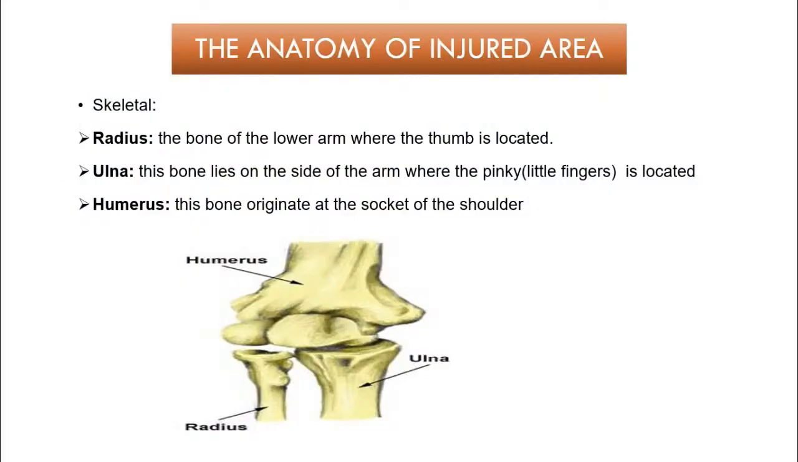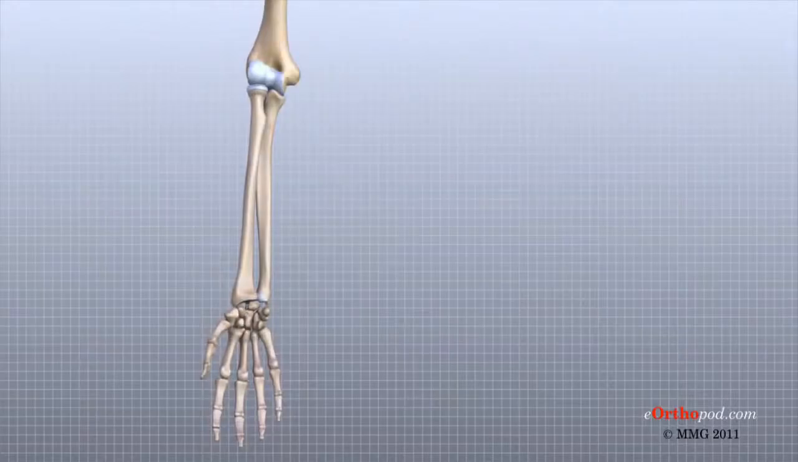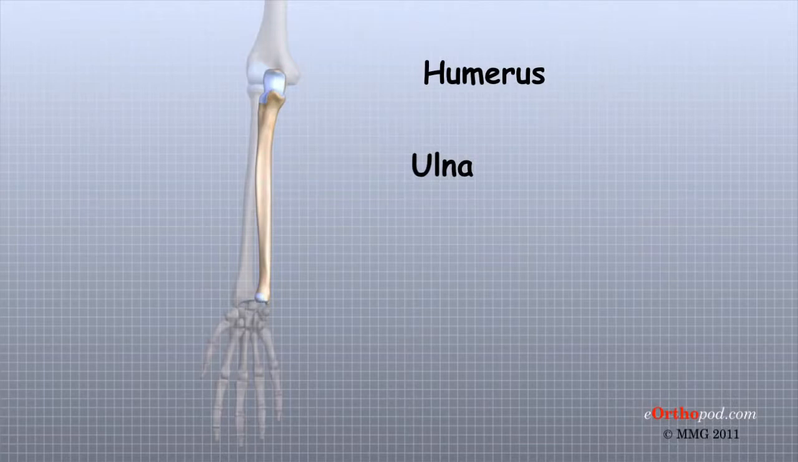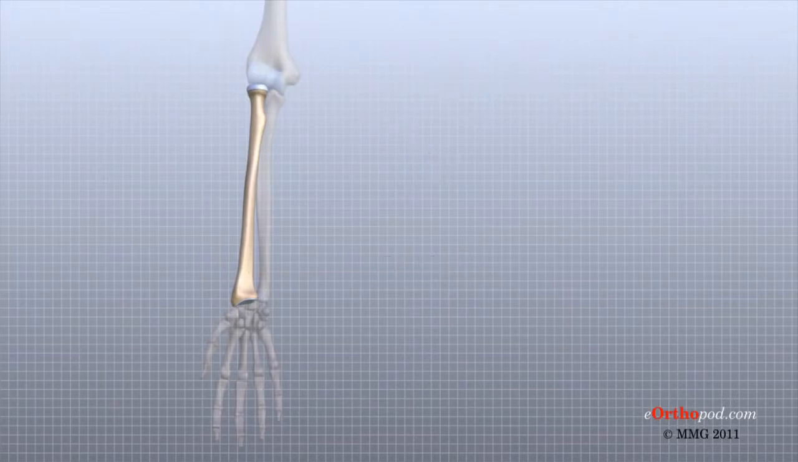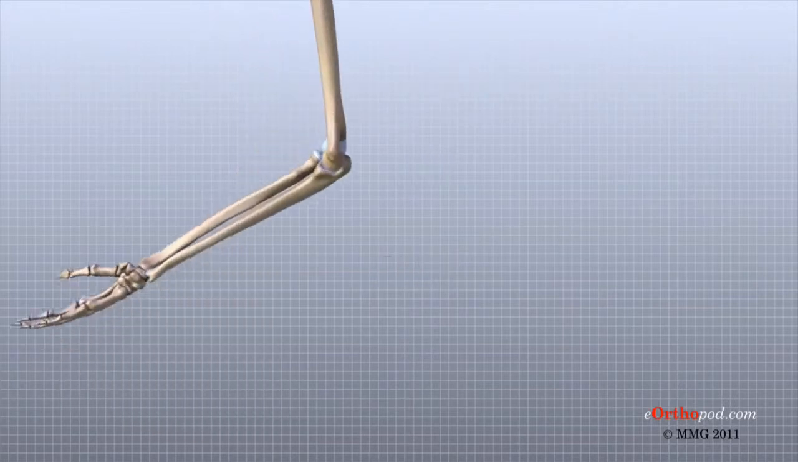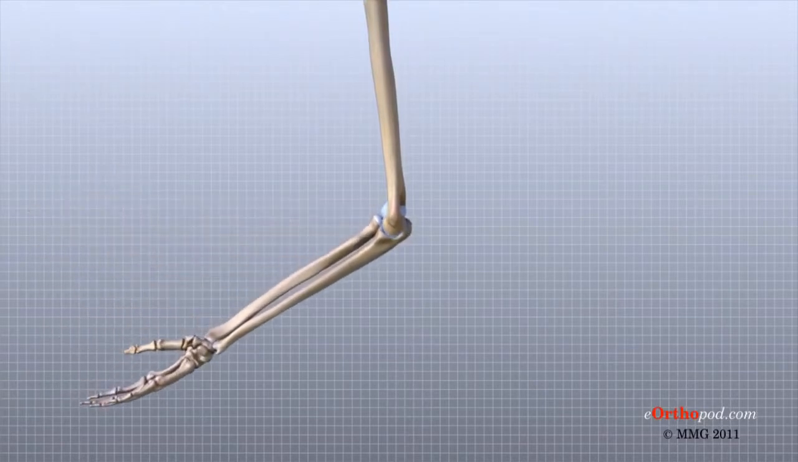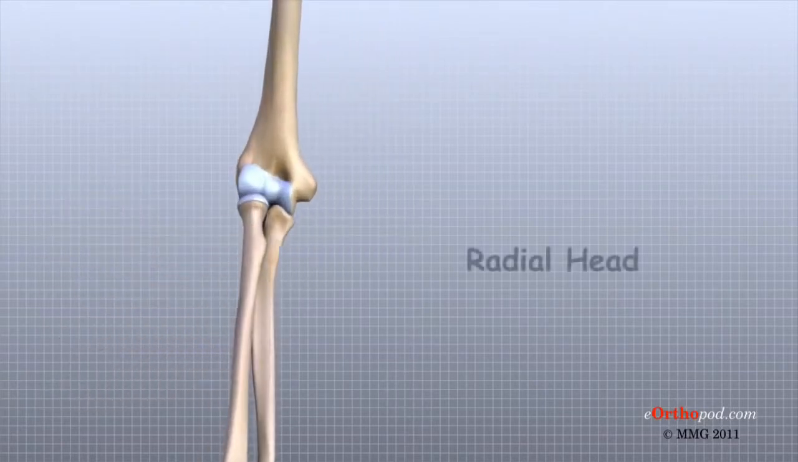The skeleton of the elbow contains the radius, ulna, and humerus. The bones of the elbow include the humerus, or the upper arm bone, the ulna, the larger bone of the forearm on the opposite side of the thumb, and the radius, the smaller bone of the forearm on the same side as the thumb. The elbow itself is essentially a hinge joint, meaning it bends and straightens like a hinge, but there is a second joint where the end of the radius, or the radial head, meets the humerus.